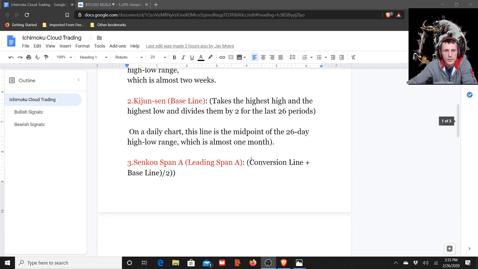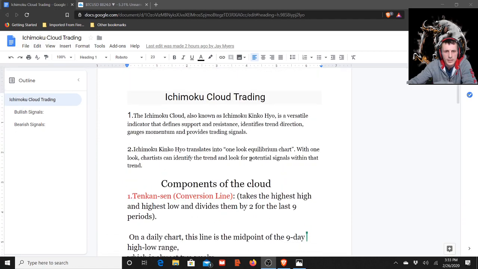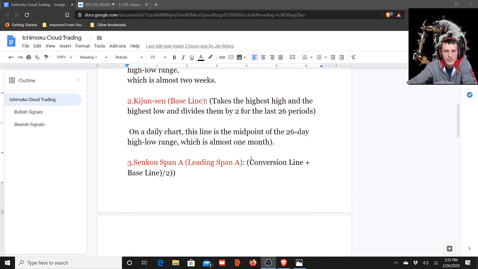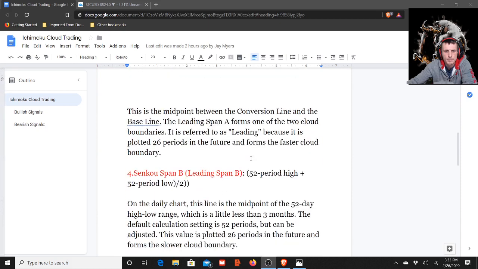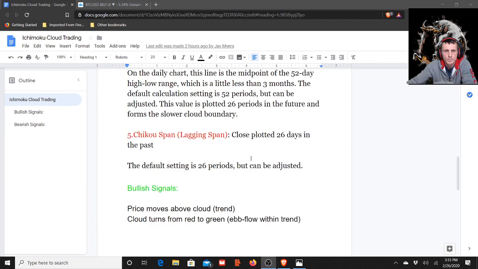And I know I missed one that I did not have highlighted. The Chikou span, it is a lagging span. It's the close plotted 26 days in the past. Default setting is 26 periods. This can be adjusted, and I will show you guys what all of these lines are.